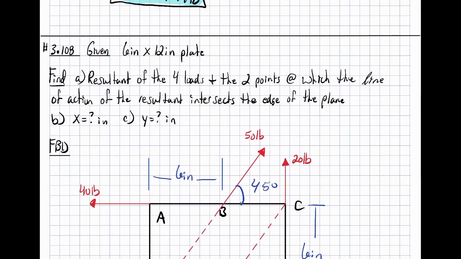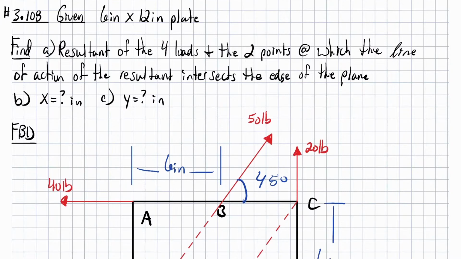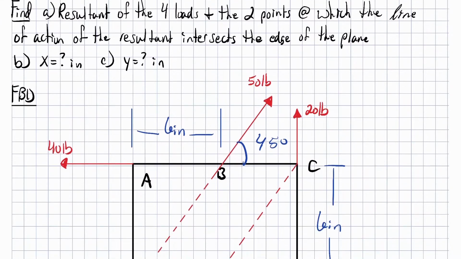All right, next problem on our list, 3.108. They give us a plate, 6 inches by 12 inches. They're asking us to find the resultant of the 4 loads and the 2 points at which the line of action of the resultant intersects the edge of the plate. Okay, that was a lot of words. If you get confused about what they're asking us for, all they're asking us to do is find the line of action. So we need to find the resultant force and the line of action at which they cross in the plate.